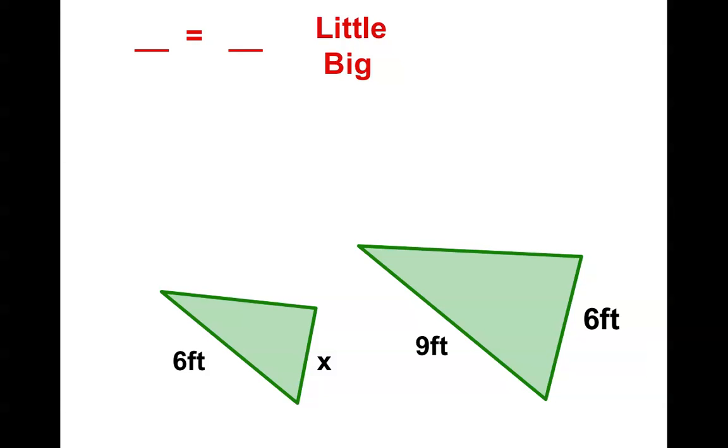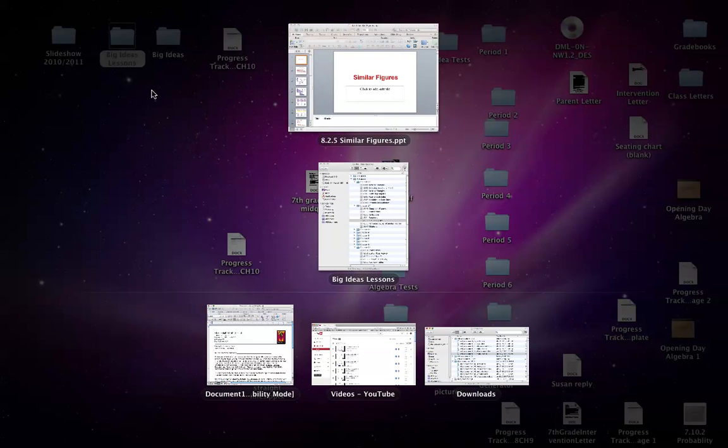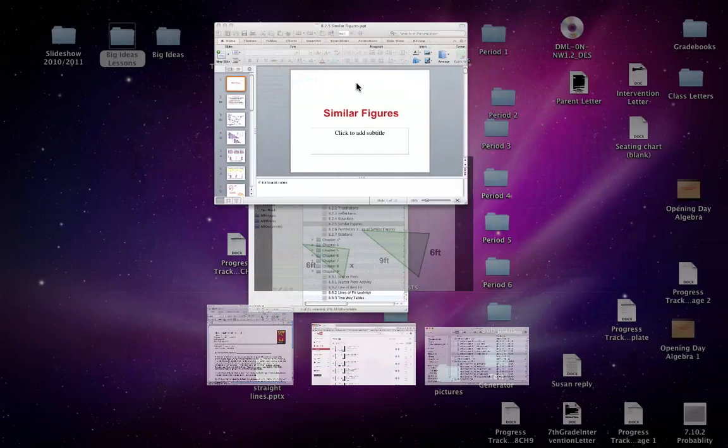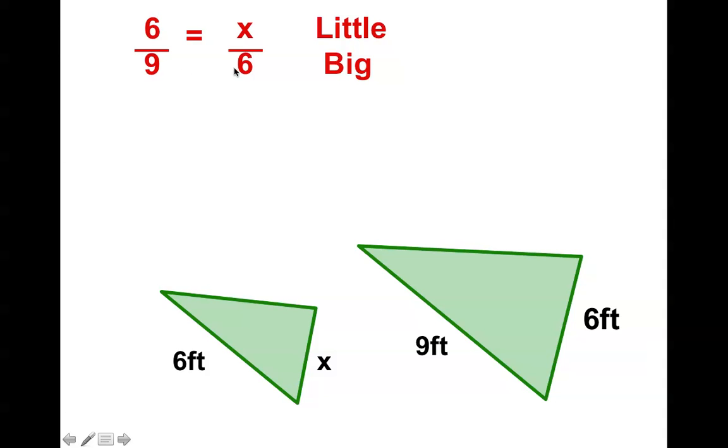How would I figure this one out? Notice I've got a little and a big triangle. My big has a 9 and a 6. The long side right here, the 6, corresponds here with the 9, and that's why I put the other 6 right over the 9. How do I solve this one?